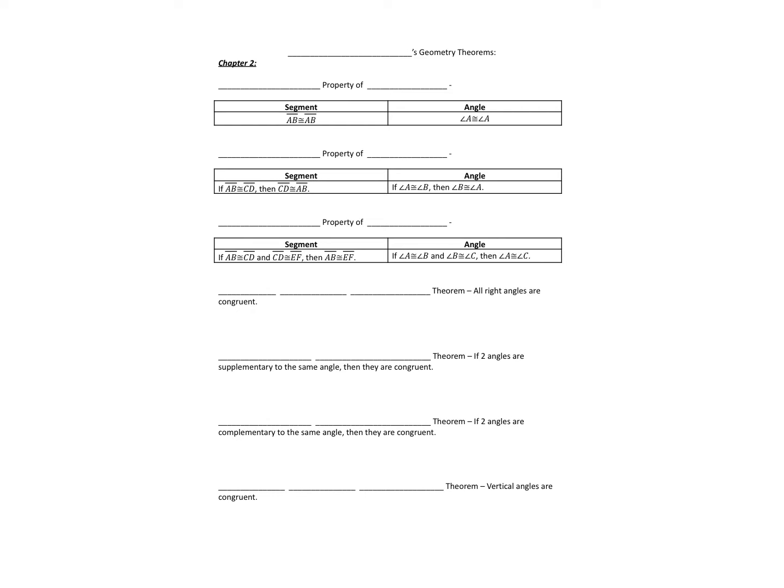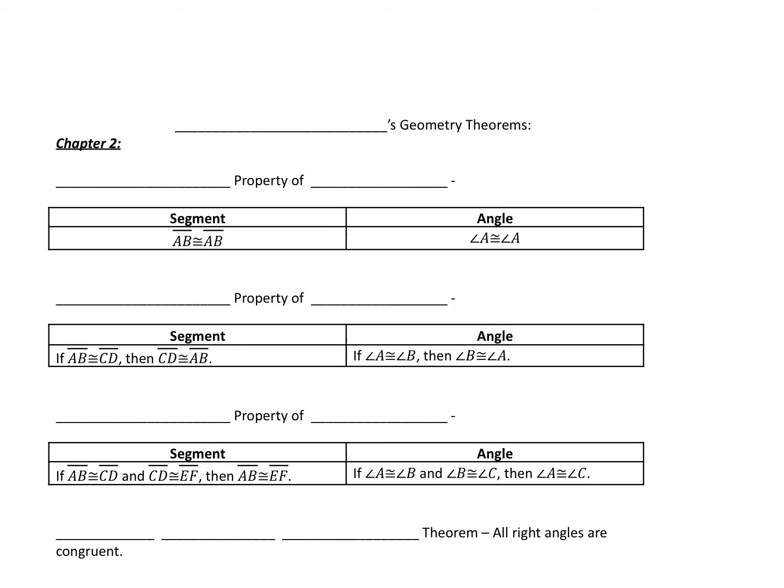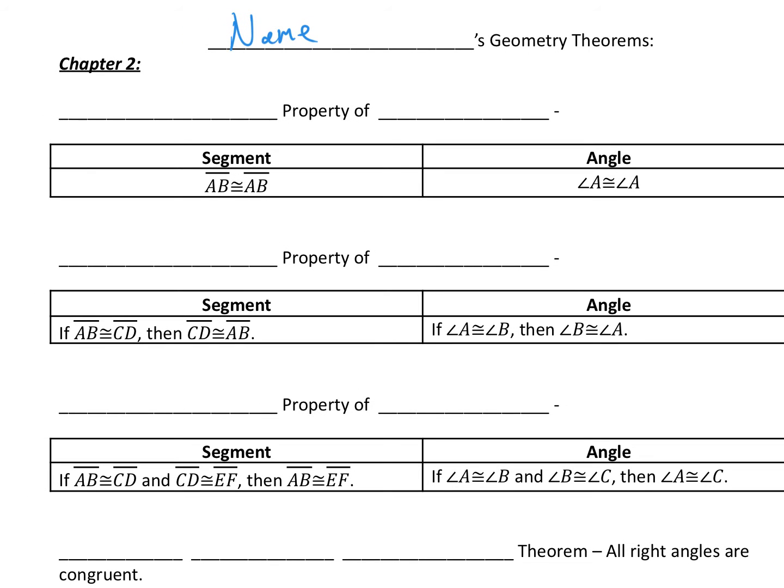Okay, so now it's the theorems. Once again, we want to put our name on top so you know it's yours. The very first one, A equals A, AB equals AB, that is our reflexive property of congruence.